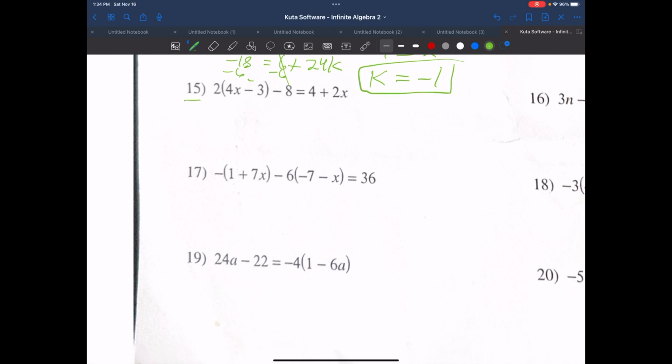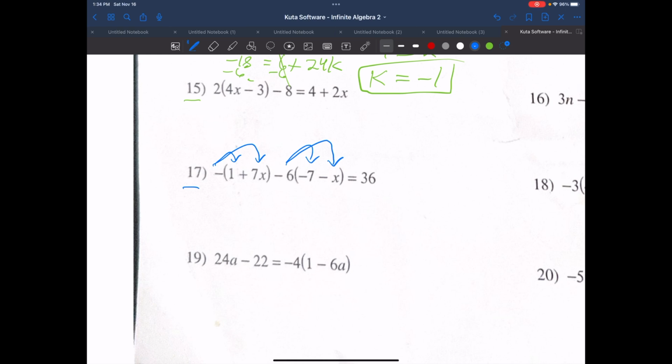All right, I'll do 17 and 19. So number 17. In this case, I'm distributing everything first. So this negative will go to the 1. The negative will go to the 7x. And now this negative 6 will go to the negative 7. And this is like multiplying what's going to be happening. This is just distribution here. All right, and there are several ways to get to the answer, but I'm just going to go with the most direct way to get there.